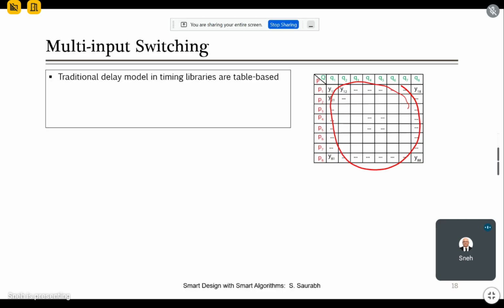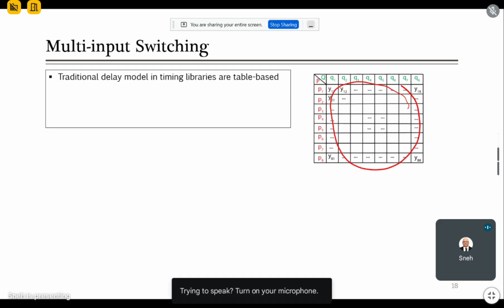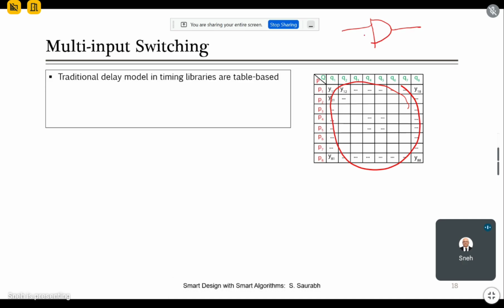Now, because it is table based, it cannot have too many dimensions. Otherwise your library will become so bulky, it will be difficult to do the processing and so on. So in that case, what the tools use is a simplified delay model. What I mean by simplified delay model is like this. Suppose you have an AND gate, and the tool is trying to model the delay of this arc. It will assume the side input to be held constant at a non-controlling value. So it will assume that it is at a value 1, right?